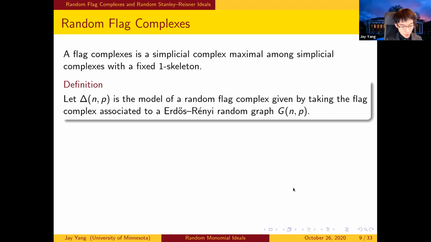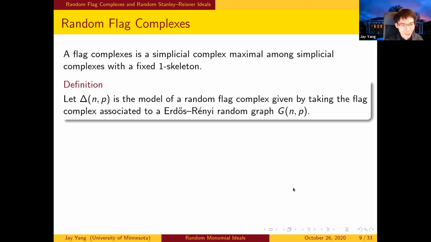Right? And so the point of this flag complex construction is that you can take a random graph and immediately construct a random simplicial complex simply by taking a random flag complex associated with it. And this gives an interesting model of a random simplicial complex. And in fact, this is a model that's been studied.